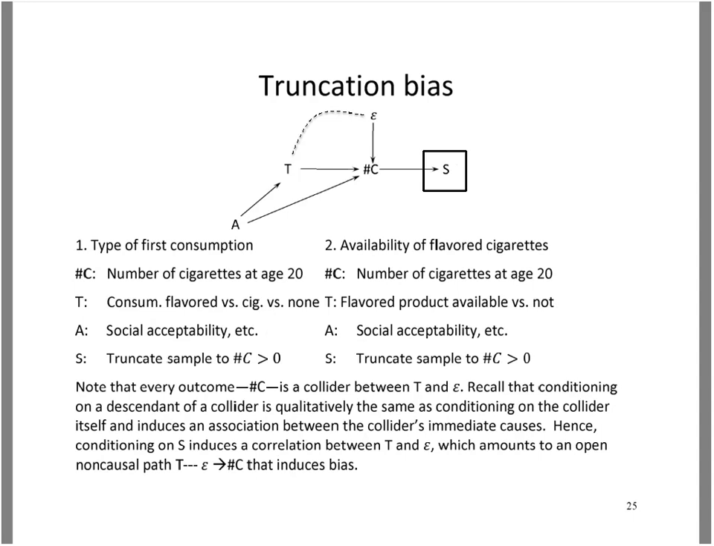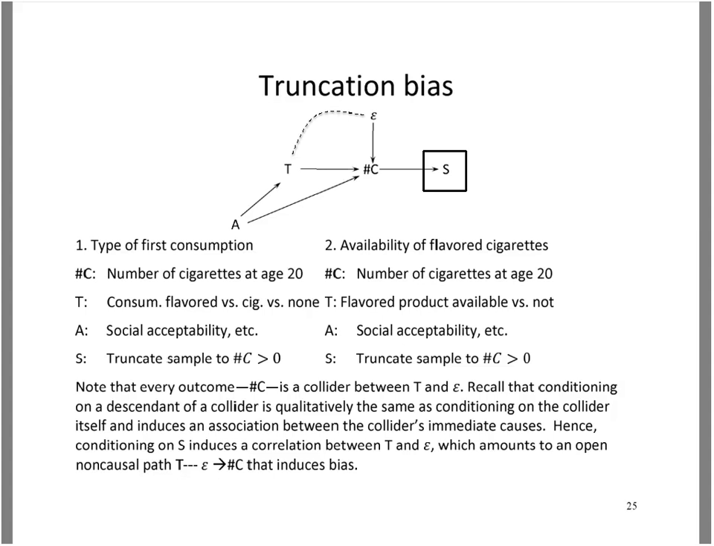Note that the outcome is always a collider between the treatment and all other idiosyncratic causes of the outcome, which we call the error term. Further, recall that conditioning on a descendant of a collider is qualitatively the same as conditioning on the collider itself, in that S is a descendant of the collider C. So conditioning on S will induce an association between treatment and the error term on the outcome.